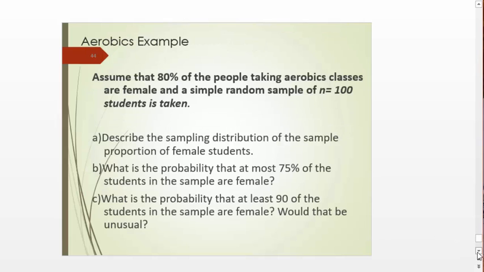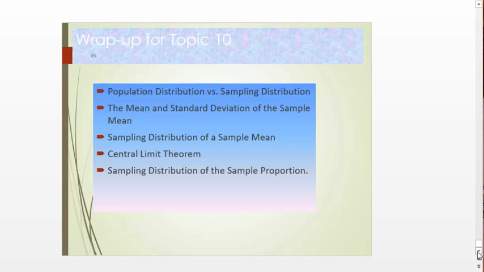So in your discussion, you will be going over this problem with the TA to look at how sampling distributions of the sample proportion behave and how you would use them. So between these two videos, you learned about the population distribution versus the sampling distribution, the mean and standard deviation of the sample mean, sample distribution of the sample mean, central limit theorem, and its importance to both the sampling distribution of the sample mean and the sampling distribution of the sample proportion.